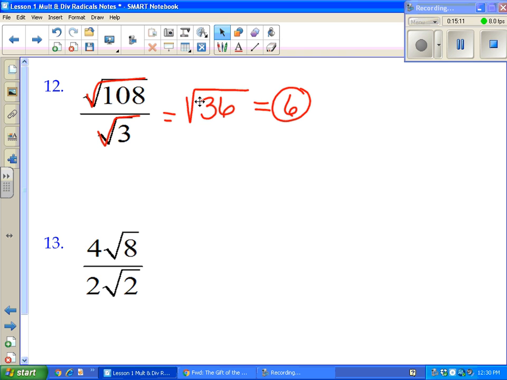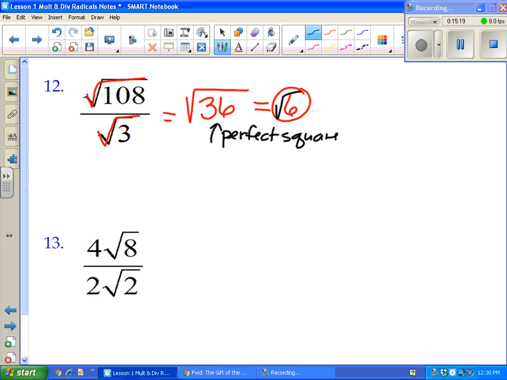When you catch a perfect square and you bring it out, please don't put the square root over top of the answer again, because I see a lot of students that will do square root of 6. If that's a perfect square, it's now outside. It's no longer underneath the square root. So please don't put the square root of 6. It's just a 6.